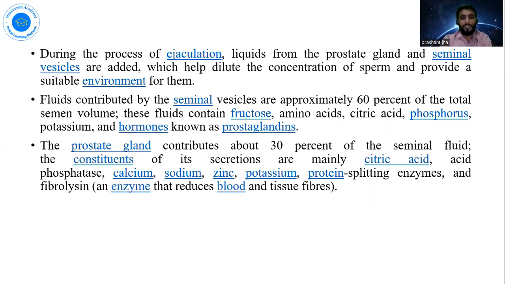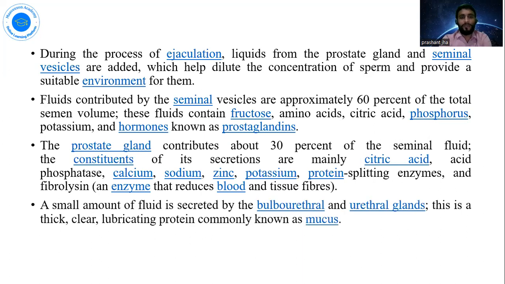The prostate gland contributes about 30% of the seminal fluids. The constituents of its secretion are mainly citric acid, acid phosphatase, calcium, sodium, zinc, potassium, protein-splitting enzymes, and fibrinolysin. A small amount of fluid is secreted by the bulbourethral and urethral glands. This is a thick, clear, lubricating protein commonly known as mucus.